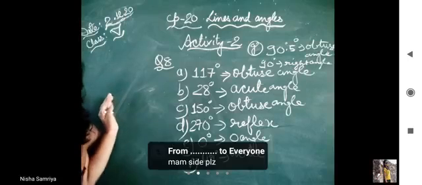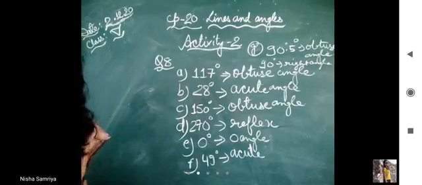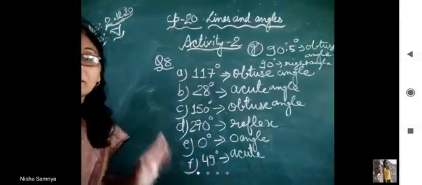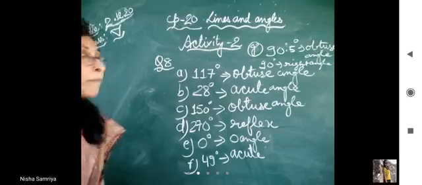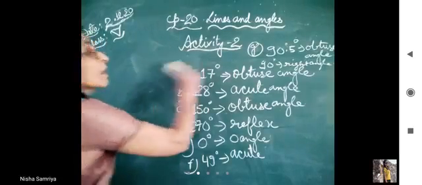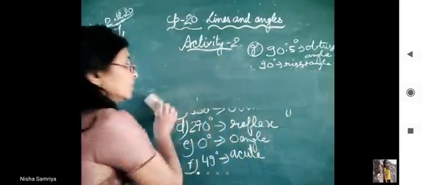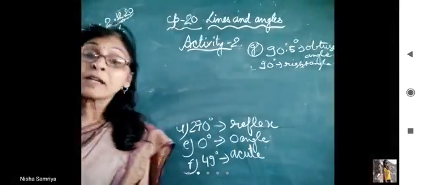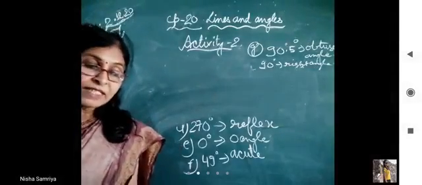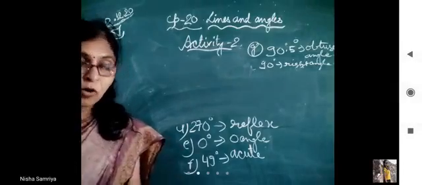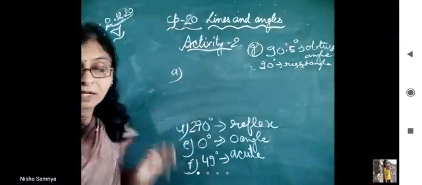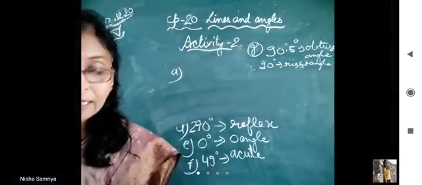Now students, the next question is question number 9. What kind of angle is formed between the following directions? A part is given, north and east.